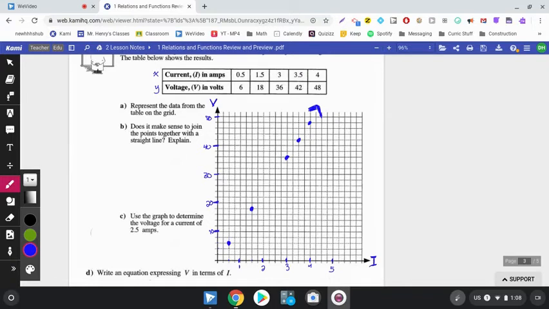It could have a whole bunch of decimals. It's what we call continuous data. And the same thing with volts. Volts are just a reading, right? They're just something that I could actually calculate.